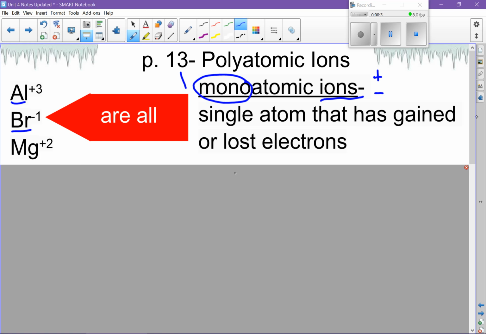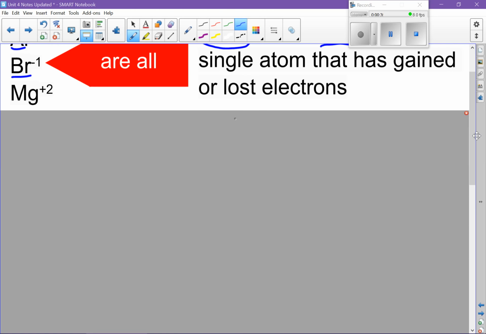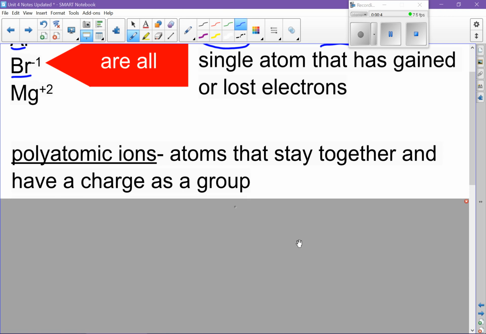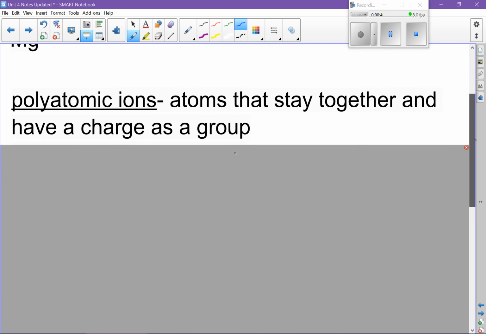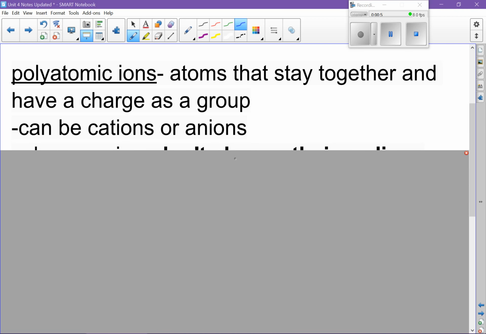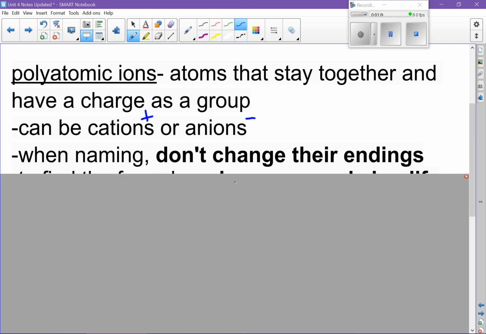The polyatomic ions that you just wrote down are atoms that stay together and they have a charge as a group. So it's not one atom, it's several of them together. So you need to treat them like one unit. It's okay if they're cations or anions. Remember, cations are positive and anions are negative, and they can be either one.